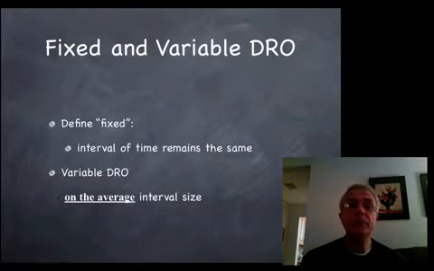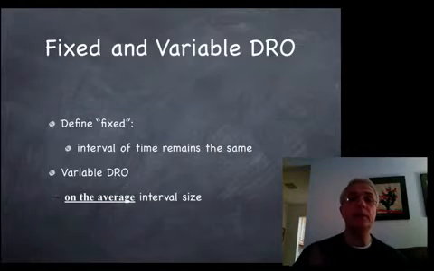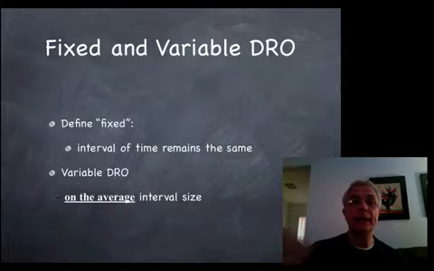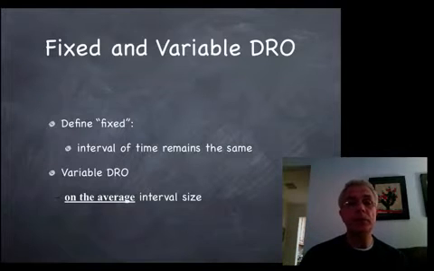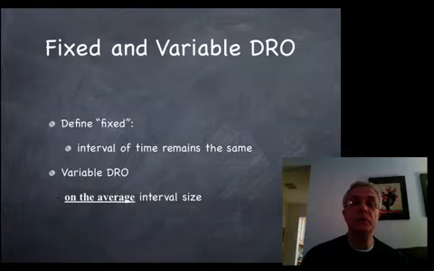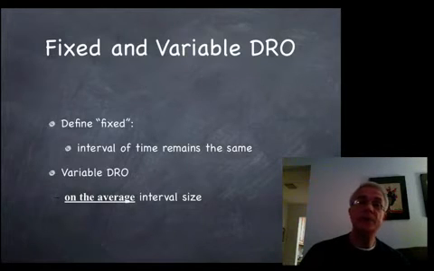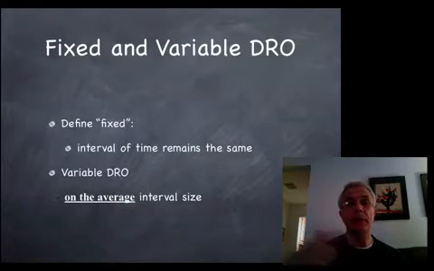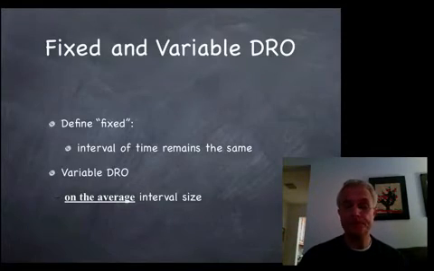So now we have two different types of DRO, fixed and variable. Fixed means the interval of time remains the same. So you might use, say, a 2-minute interval throughout the entire day or the academic session. Variable DRO, of course, means the interval size is on average. So every 3 minutes you might deliver reinforcement. The first interval size might be 1 minute, the next interval size might be 5 minutes, but on average it would be 3 minutes.